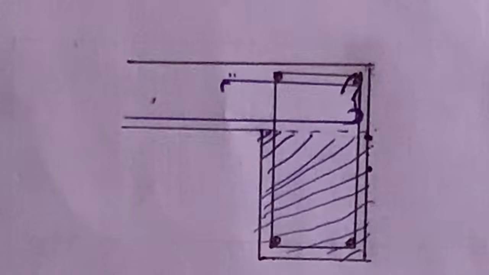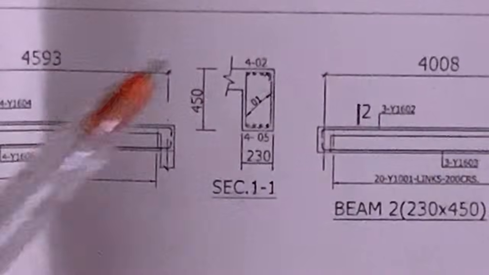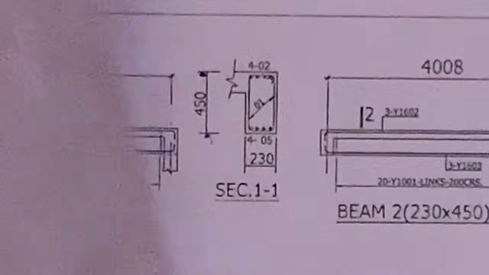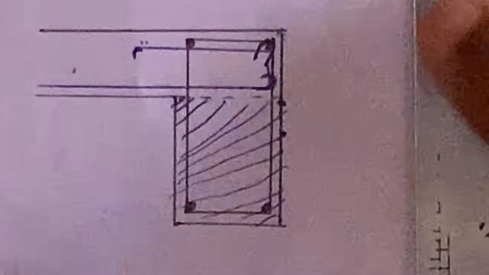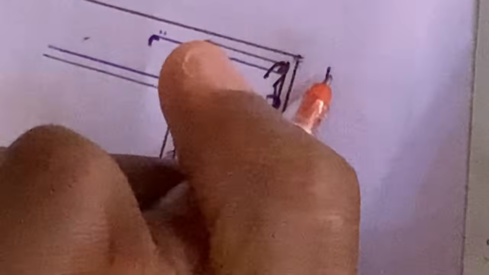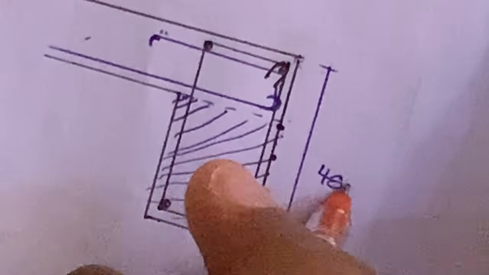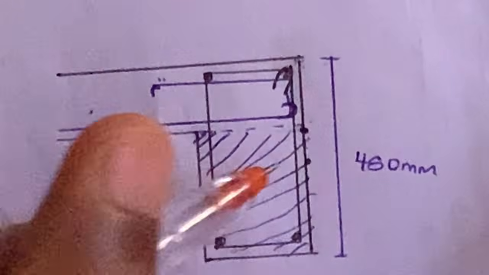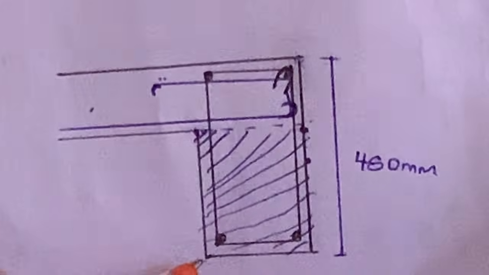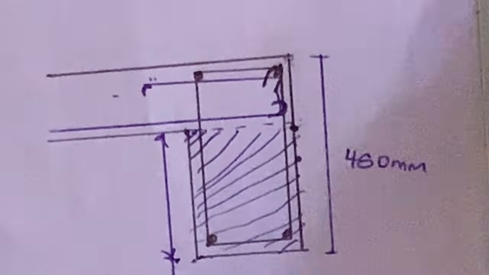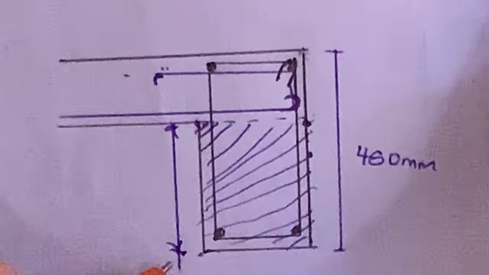So now if you look at our section, they've already told us that from this point here down to this point is 450 mm. So what that means is that from this point down to this point here is 450 millimeters, as you can see here. So what would be the dimension from this point down to this point here? Let me just put a dimension line so that you can easily see it.